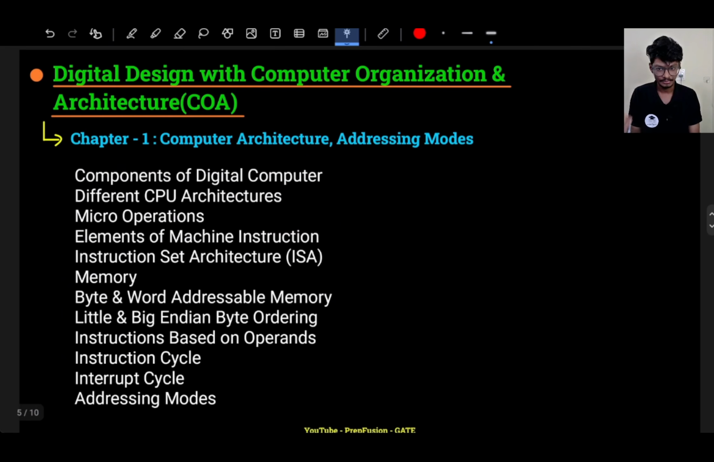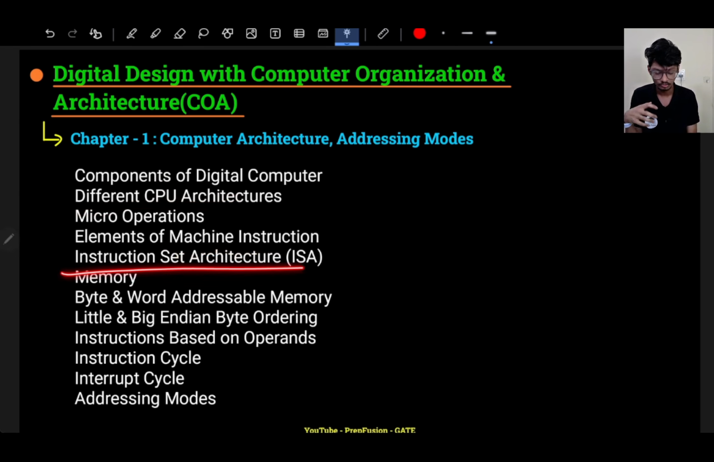Let's discuss chapter 1. In chapter 1, we have these many topics. First, we will discuss the components of a digital computer. What does a digital computer look like? What are the different components? Then I will discuss the different CPU architectures. Then what are micro operations? Then elements of machine instruction. Okay, what are the different elements of machine instruction?